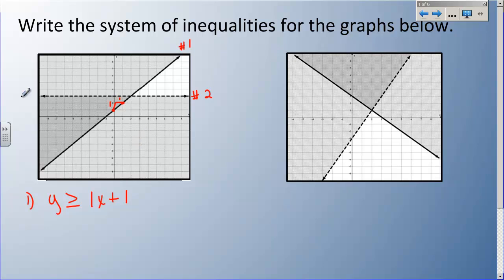Now line number 2 is a horizontal line, which tells me that it is going to be just y. What I have to look for is my symbol. If you look at your dotted line, the double shaded part is right here. It is below. So that tells me this is going to be less than, and because it's dotted, it's just less than. Since this is a horizontal line, all I have to worry about is the y-intercept, which is right here at 3. So the equation for that is y is less than 3. The hard part of this is just going to be figuring out which symbol to put. Y'all have written equations of lines before, so that part shouldn't be new.